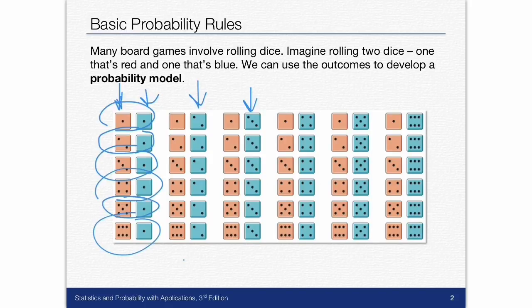Let's say the blue became all 2s, and then all 3s, and all 4s, and all 5s, and all 6s. So what we have is the full probability model, all the potential outcomes that can happen when we roll two dice. All right, keep this in mind. We'll refer back to this as we go along.